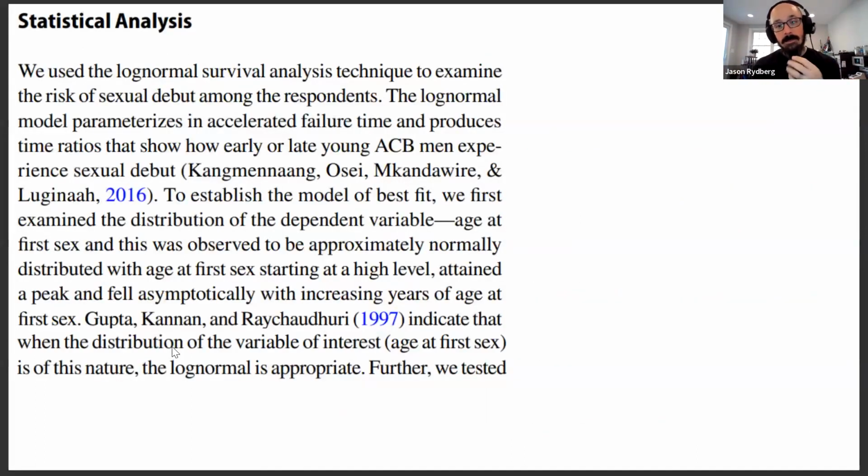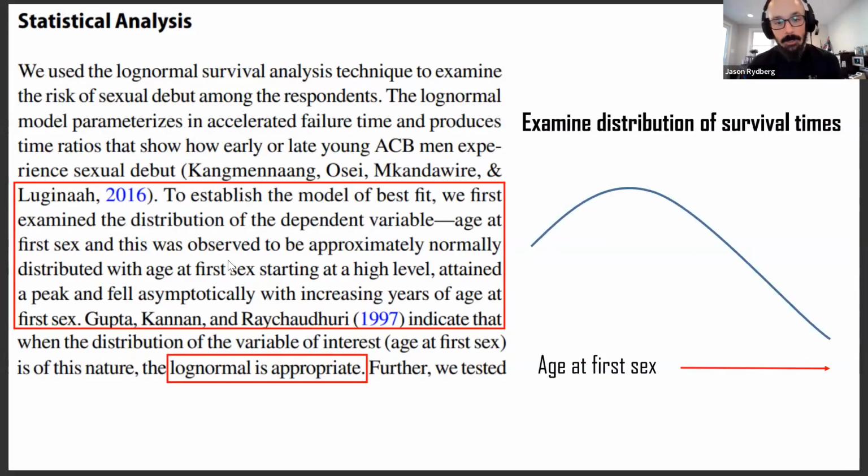So here's a nice description of how they decided to use these accelerated failure time models. What I'll highlight here is they say, to establish the model of best fit, we examine the distribution of the dependent variable, which is age at first sex, and was observed to be approximately normally distributed. Because of that, they believe that the log normal survival would be appropriate. This is what they expect the distribution of survival times to look like.